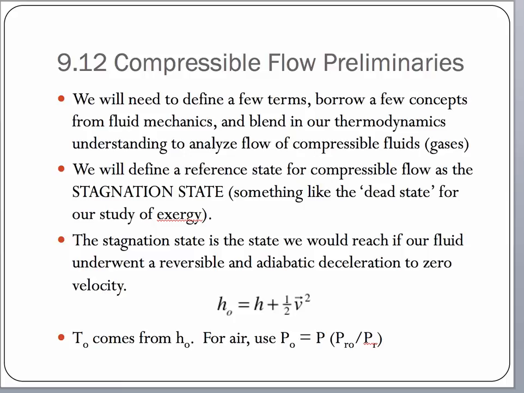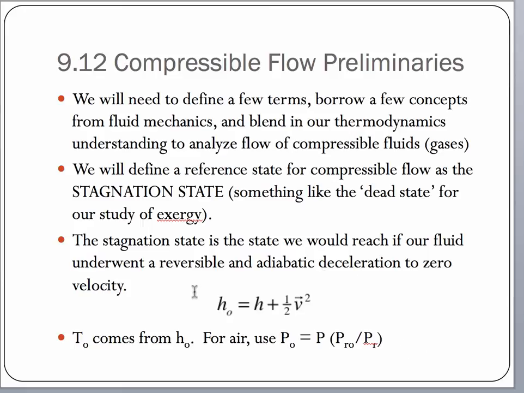Now we're going to have a reference state for this. So like we did when we did the dead state in exergy, we're going to have what's called a stagnation state. And so this is bringing the material to zero velocity, but we're going to do it through a reversible and adiabatic process. So we're going to have an isentropic process as we do this.